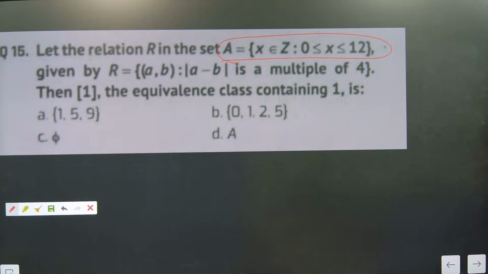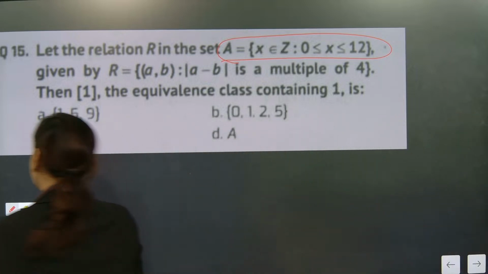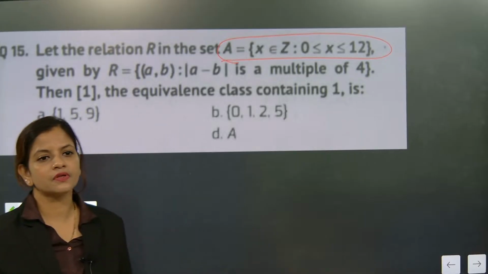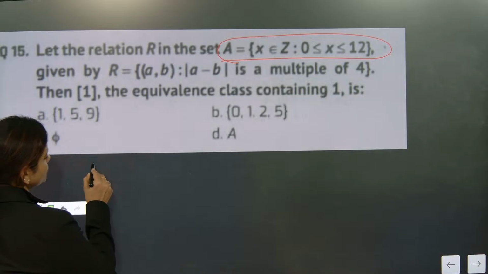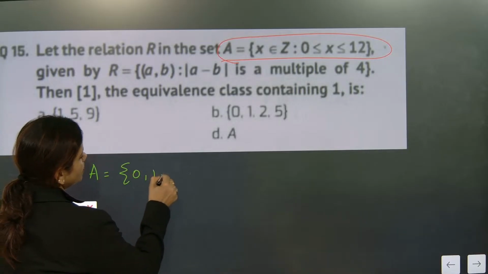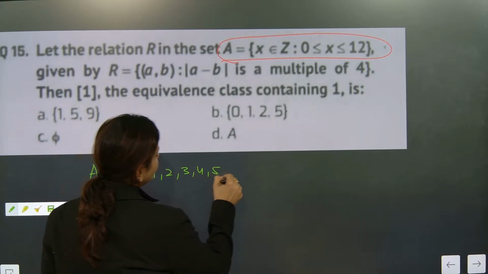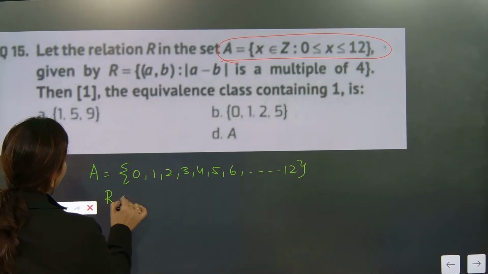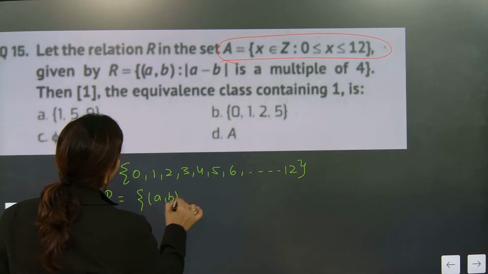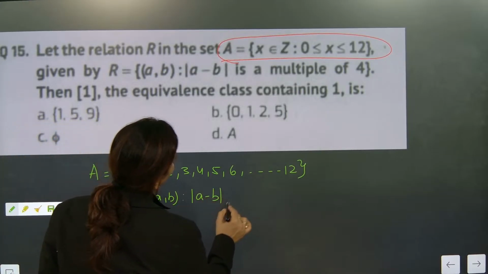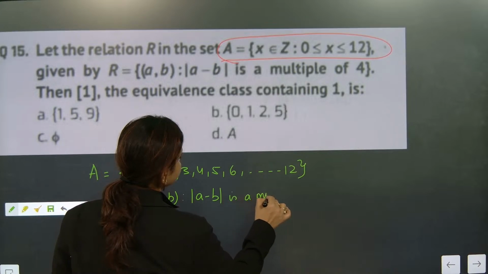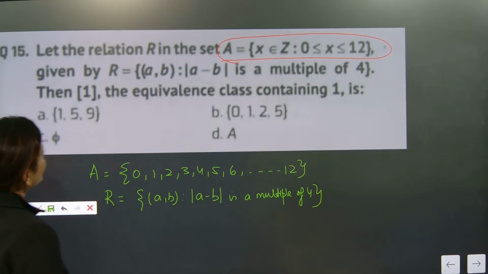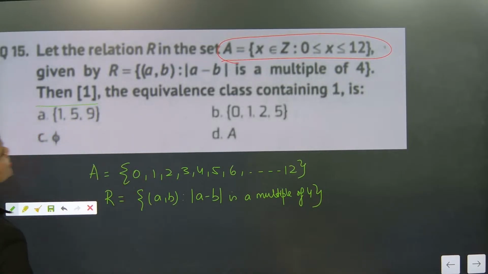12 elements are present, starting from 13. Very good. Now you are correct. How many elements are present inside? 13. Starting from 0. So if somebody will ask you, set A is having how many elements? 0, 1, 2, 3, 4, 5, 6 till 12. So total 13 elements. Now what is the relation given to you? Relation given to you is A comma B such that modulus of A minus B is a multiple of 4. And then you have to find the equivalence class of 1.